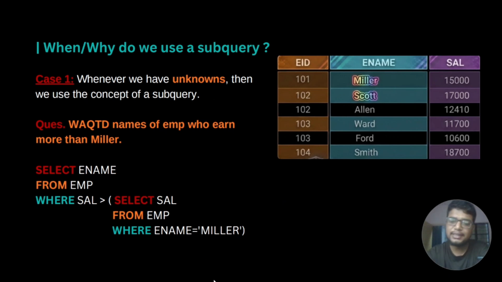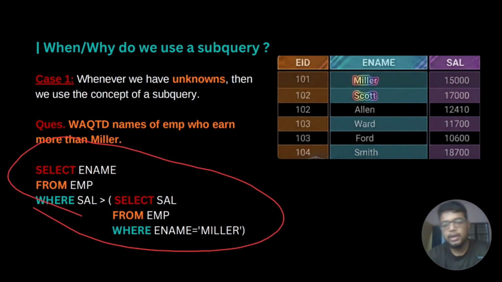By seeing this table, we can tell Miller earns 15k. But how? If a random person came, and I provide them this table and all these column names, how can he or she identify that Miller has this much salary? So in that particular case, when some unknown comes, we use this concept of subquery.